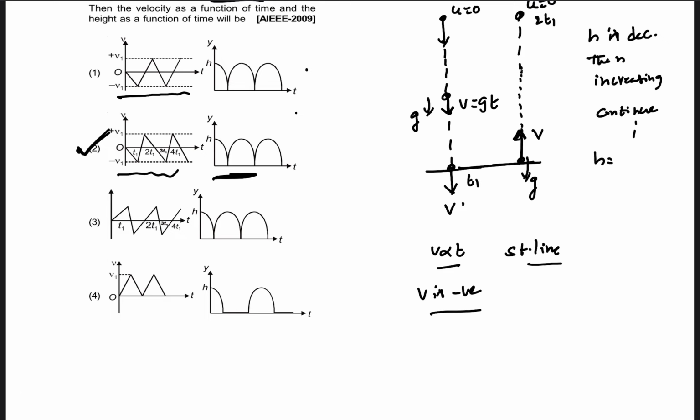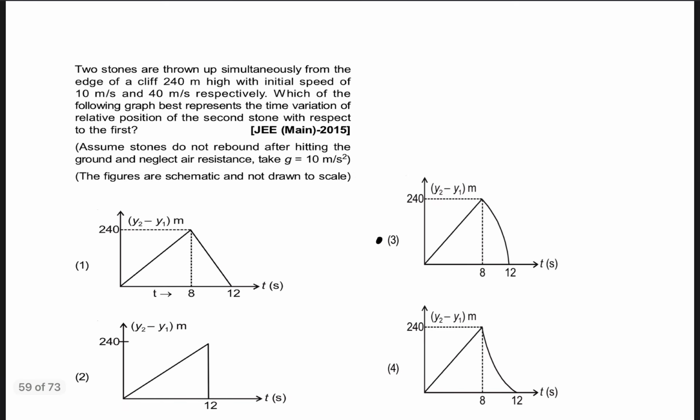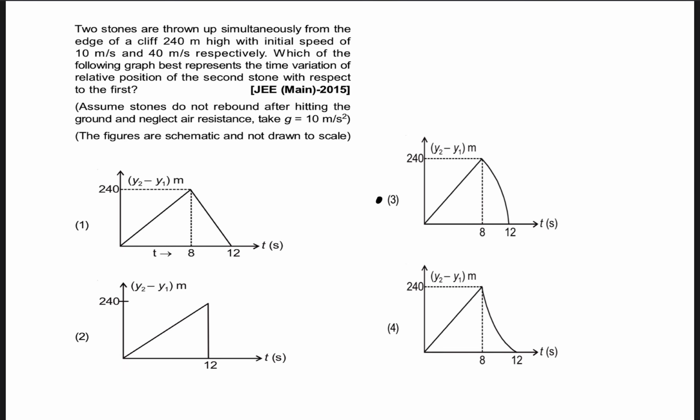No need to write anything here. And the y graph is like this. h is equal to half into g into t square. h is proportional to t square graph is there. Okay, it is actually coming down with increasing velocity. You can see that graph. Okay, next one.